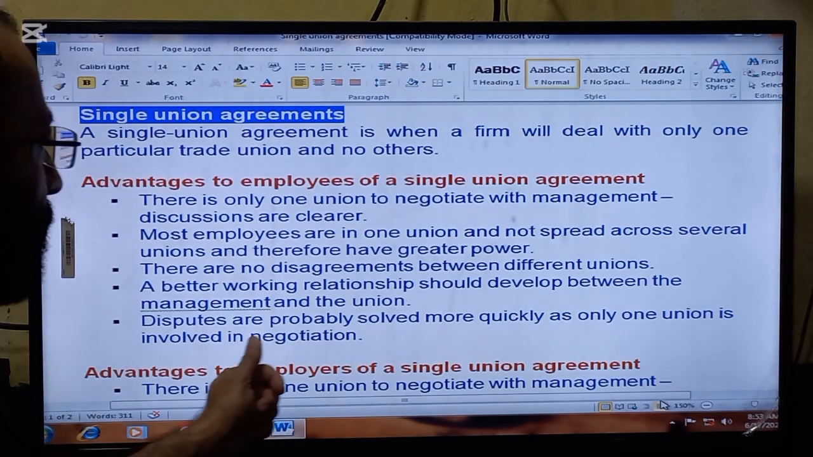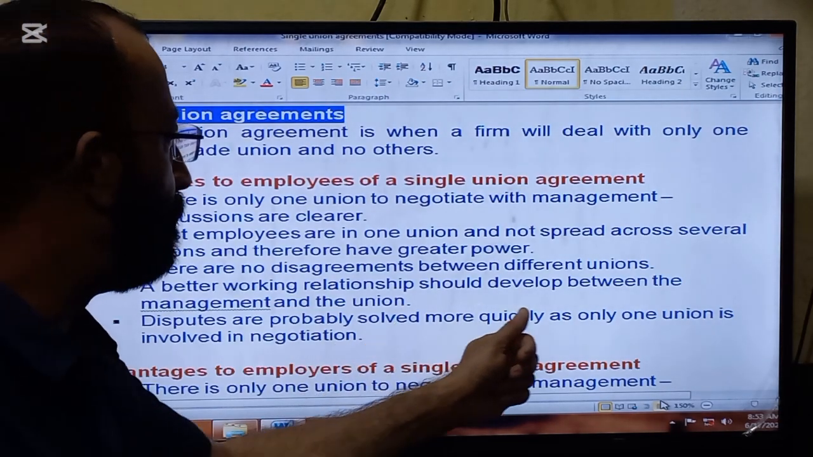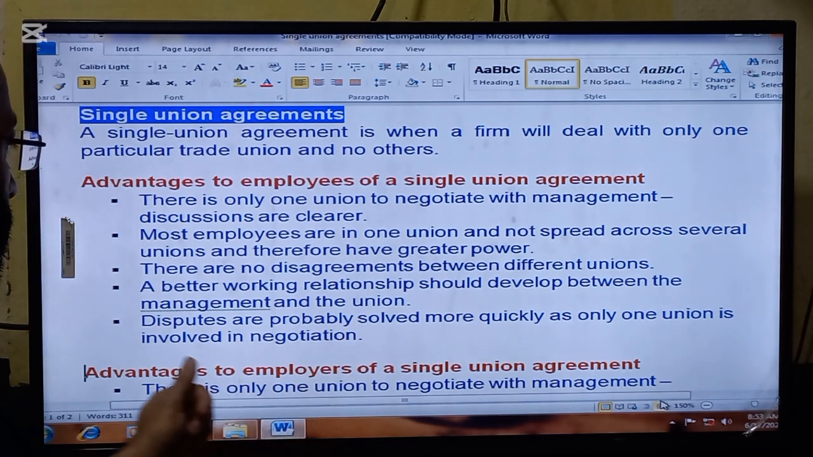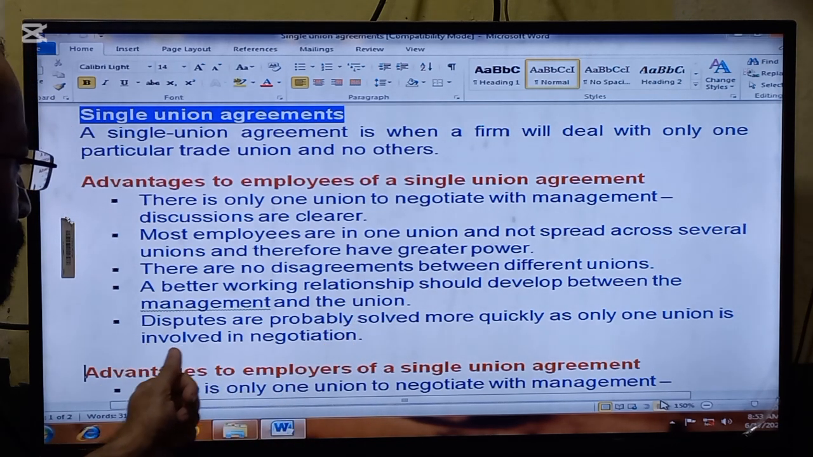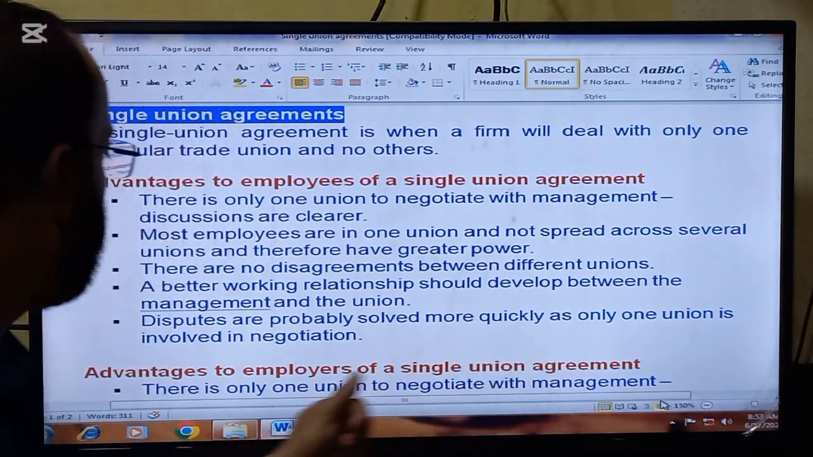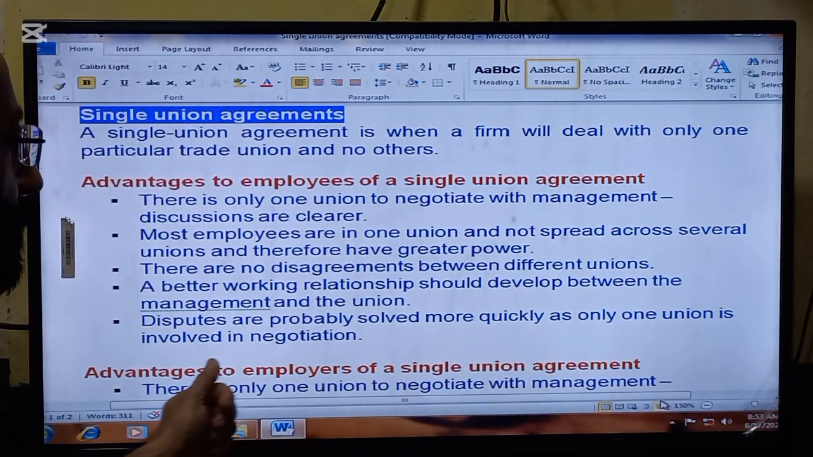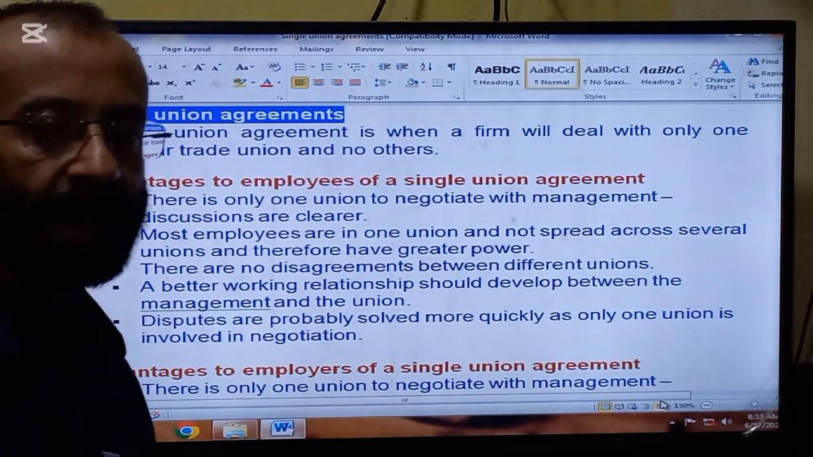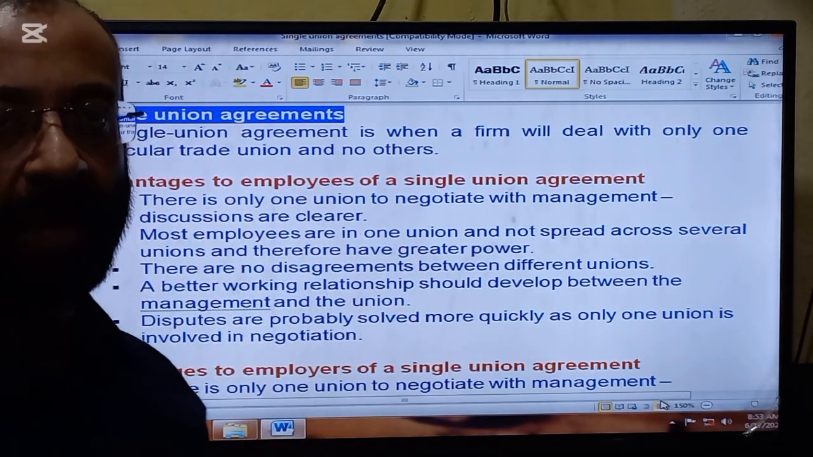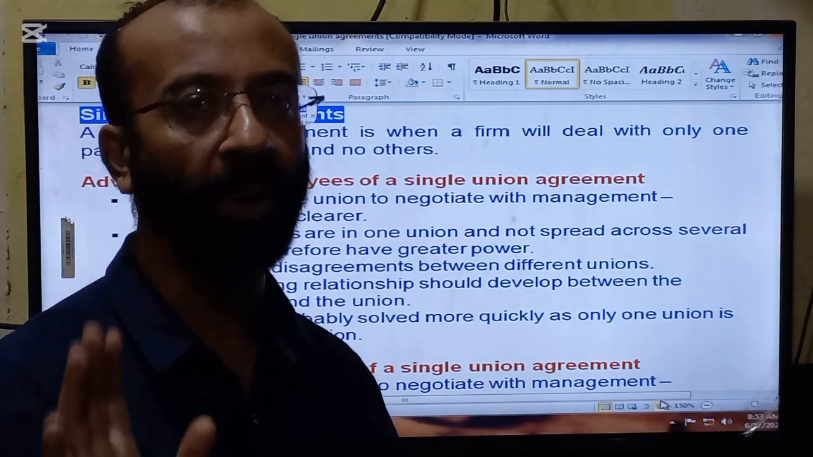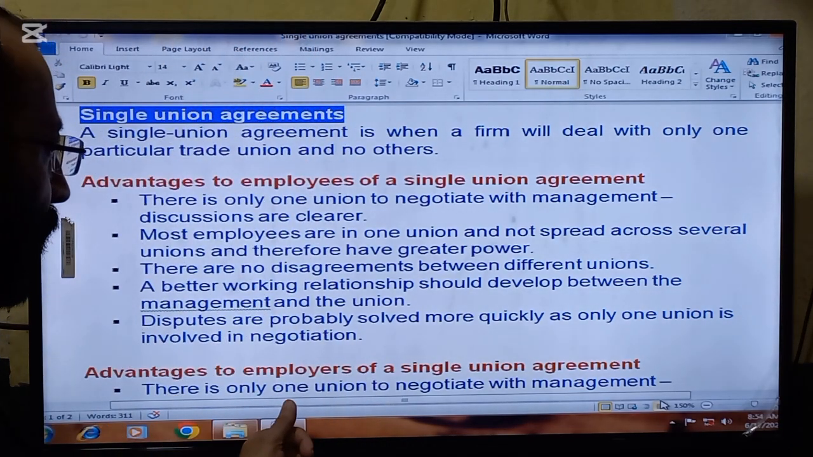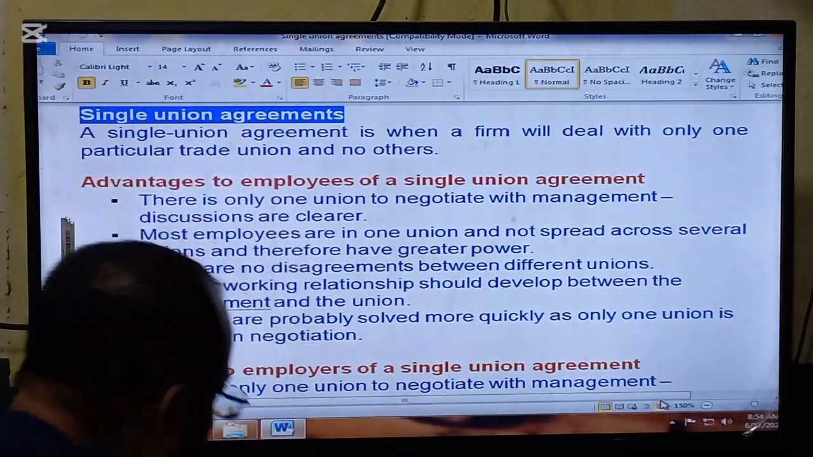Next, better working relationships should develop between the management and the union. And next, disputes are probably solved more quickly as only one union is involved in negotiations. So these are the advantages of single union agreements to the employees. Now we are going to read the advantages to the employers of a single union agreement.